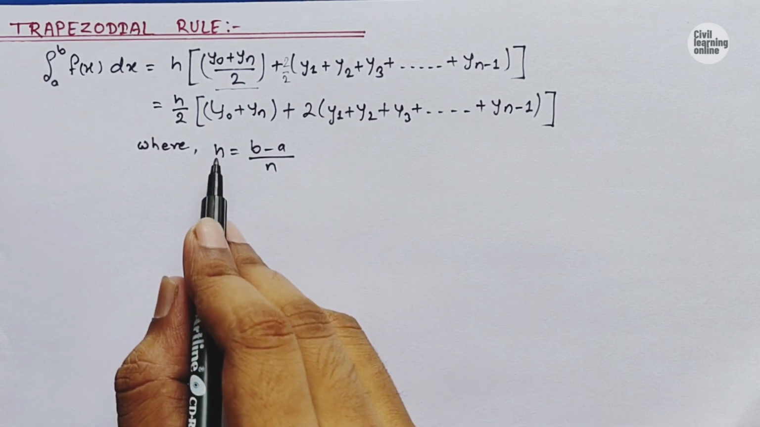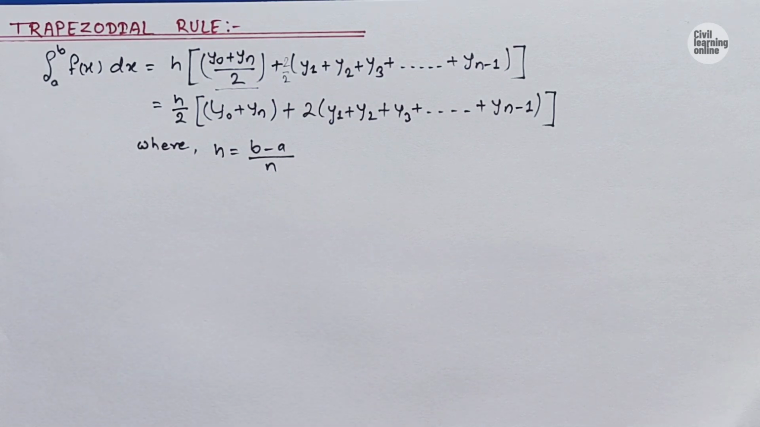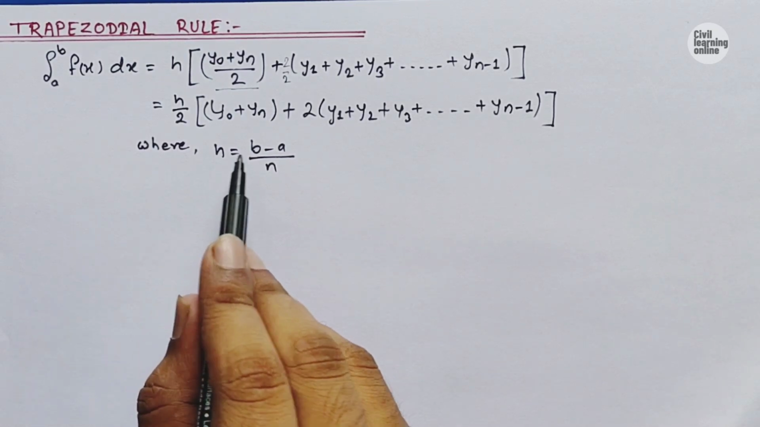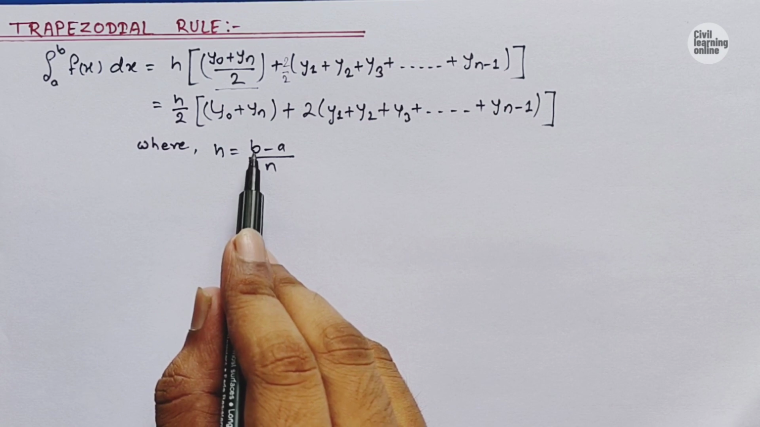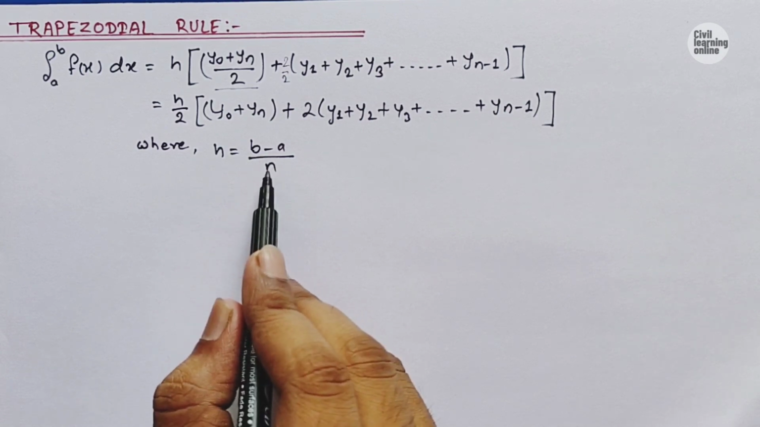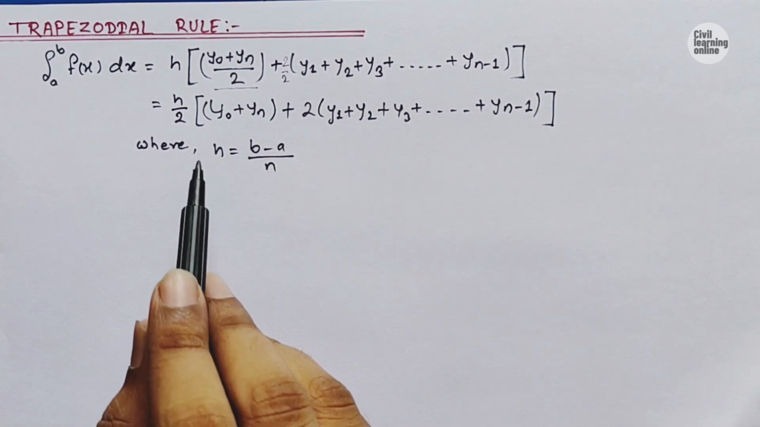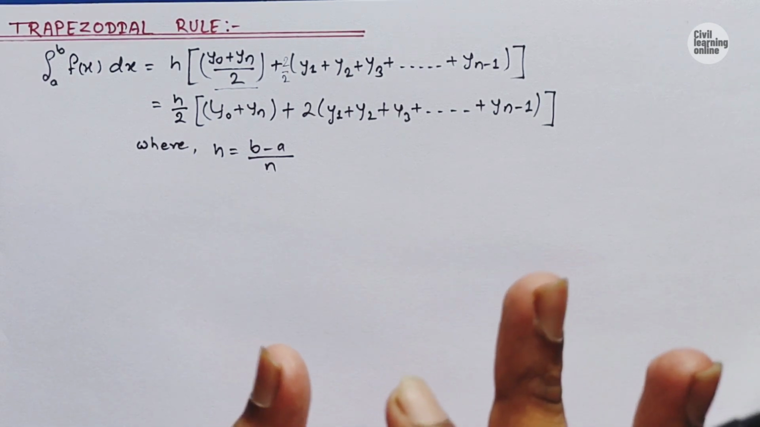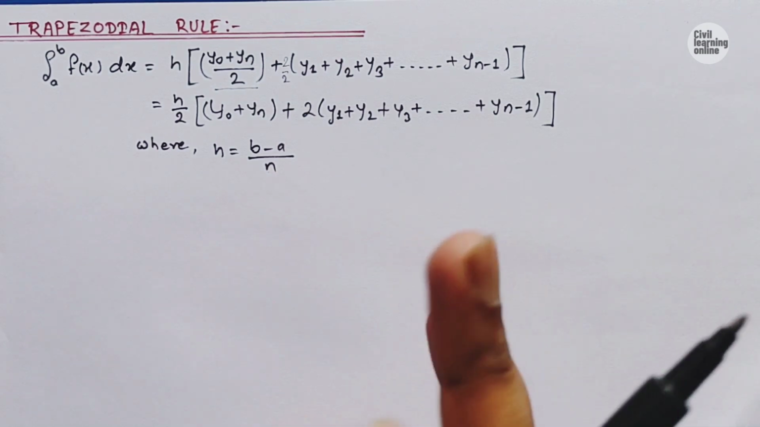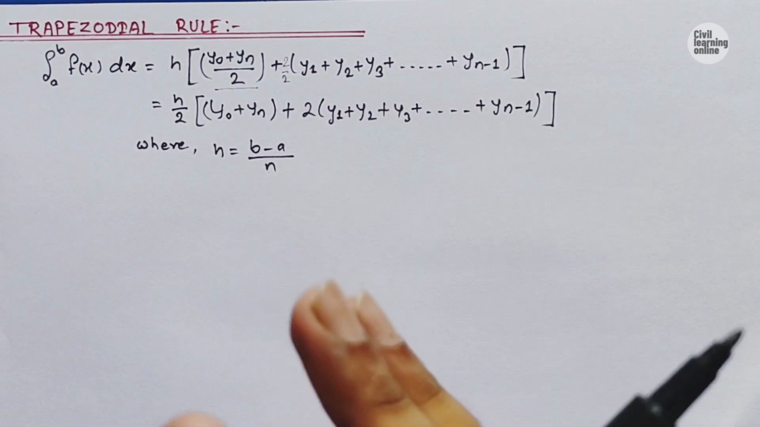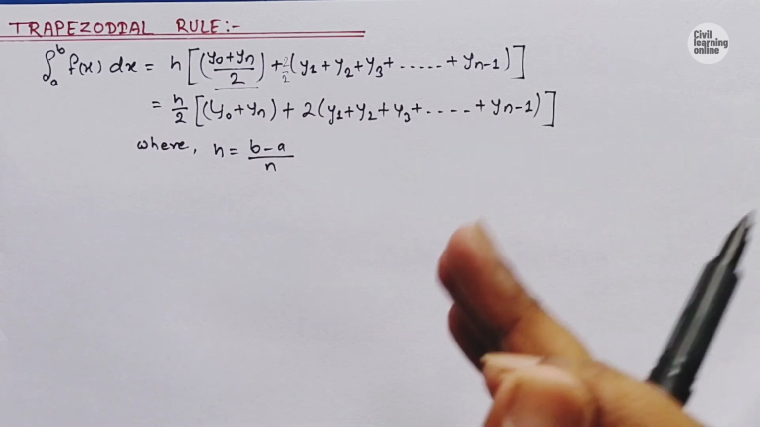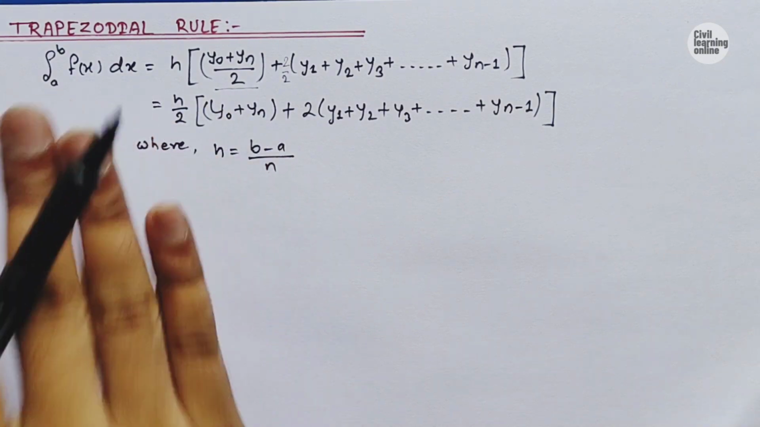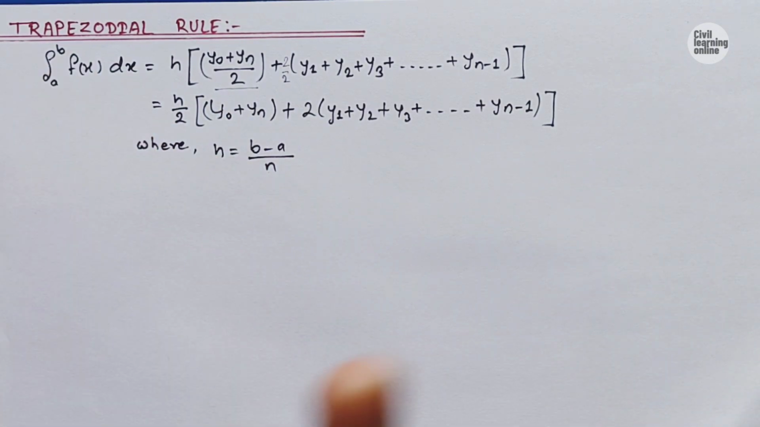Now, what is h? From the formula, you can clearly come to know what h is. h is the difference between the upper limit and the lower limit divided by the number of intervals. We need to calculate the value of h when we are solving an example. So let us solve an example quickly, and from there you will be more clear about how to calculate the value of h and how to take n, and finally we will get the final solution as per the trapezoidal rule for that example.